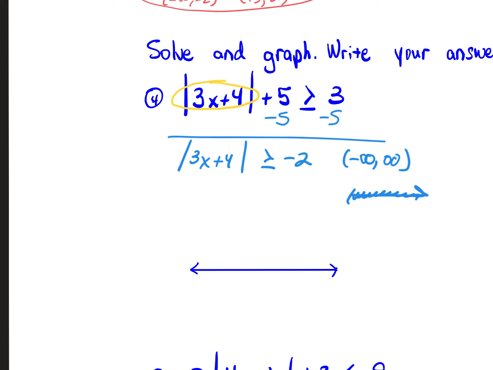Once your absolute value is isolated, then we have our two different inequalities. It's 3x plus 4 is greater than or equal to negative 2. What's the other one? 3x plus 4 is less than or equal to 2. Remember, with our inequalities, you have to flip the sign of the inequality and the answer, because when you change a negative to a positive or vice versa, you're multiplying or dividing by a negative number. So that's why the inequality sign flips.